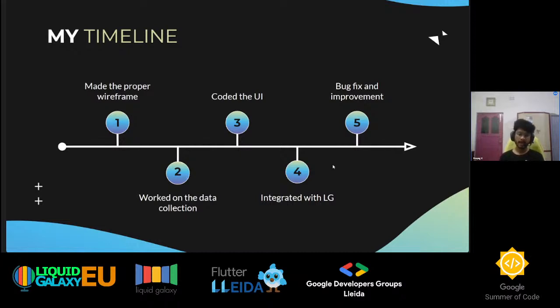So I have made the app. I have worked on the data source. Now I had to show all those data on Liquid Galaxy also. So that part was very important: a seamless connection with the Liquid Galaxy, so that the user doesn't have to tap on the connect button again and again, like 10 times, if it is disconnected. It should be automatic.